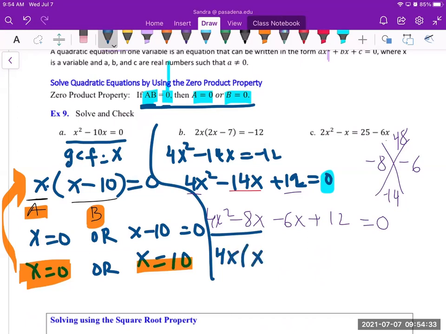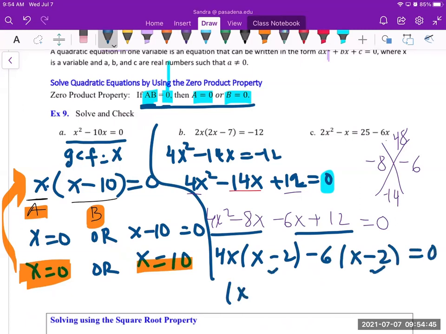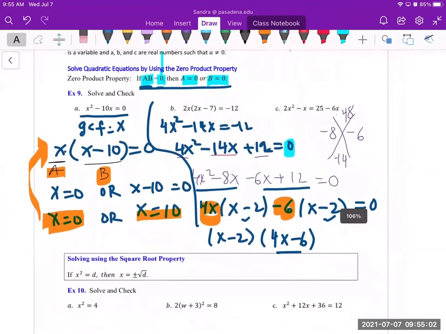That will give me x minus 2. The GCF right here will be a minus 6 times x minus 2. You can see that these two are identical. This is x minus 2, and then I will put the two things that are left, 4x minus 6. 4x minus 6 still has a factor, but it's okay. We can leave it in that form.